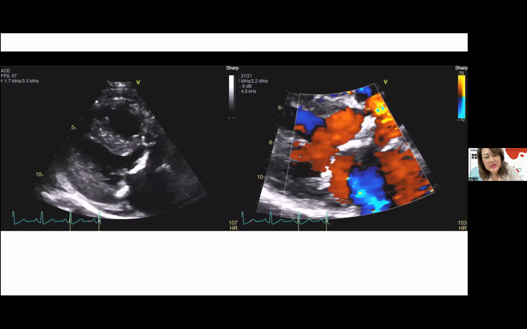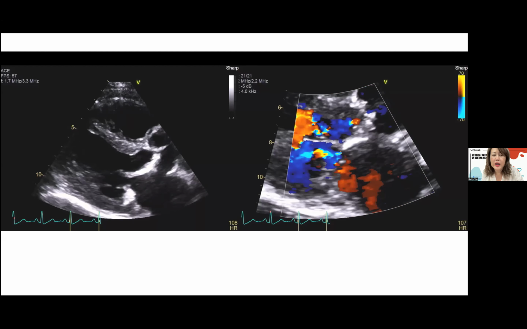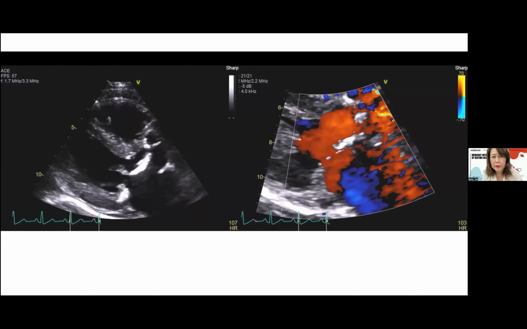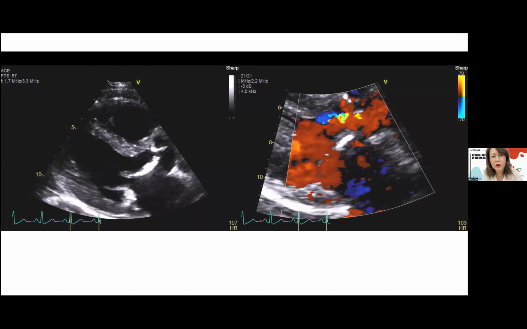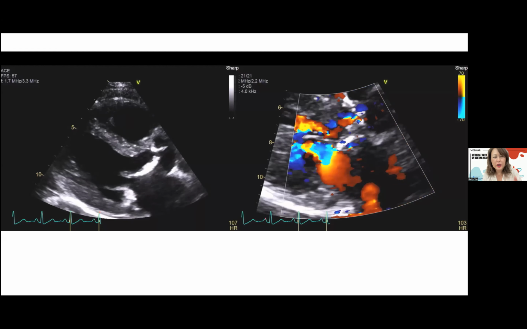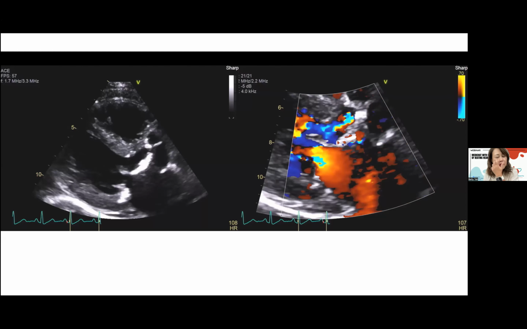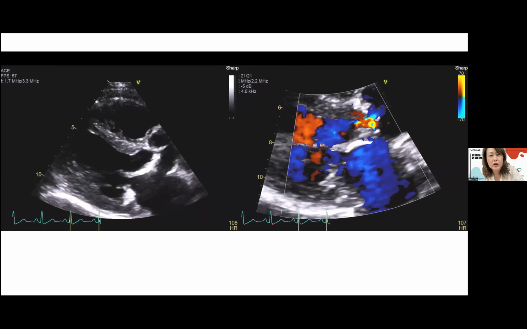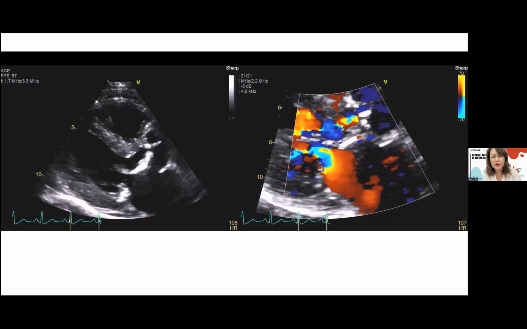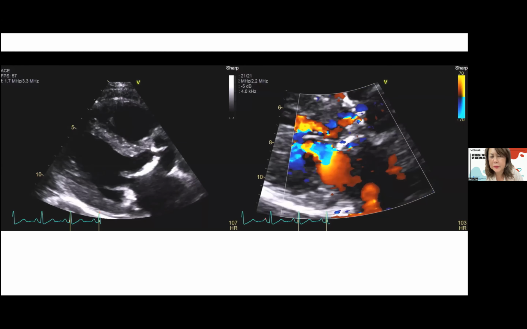Okay, the other question is, now we have a case where the aortic valve is significant, yet the mitral valve is not significant, it's just mild. Let's say this is a 45-year-old gentleman, would you advise to replace both anyway?